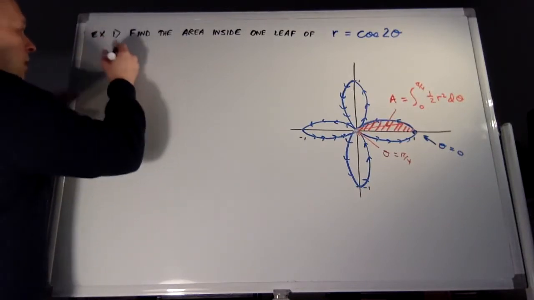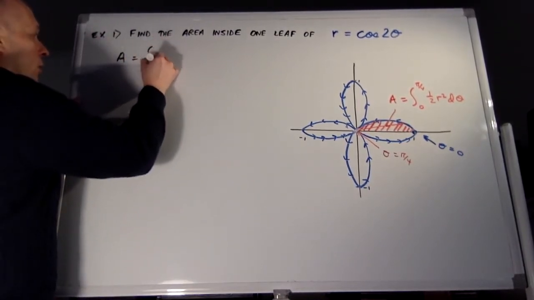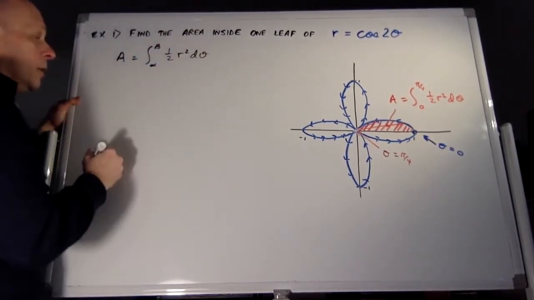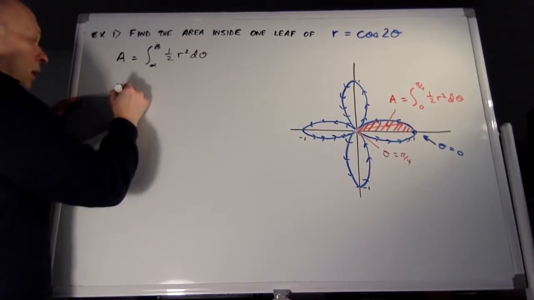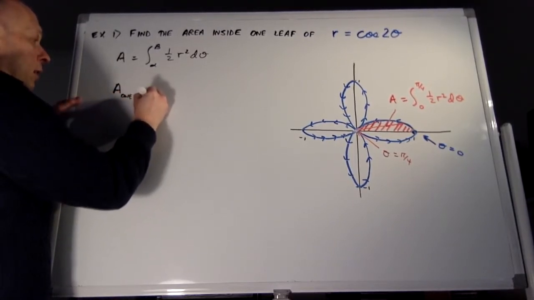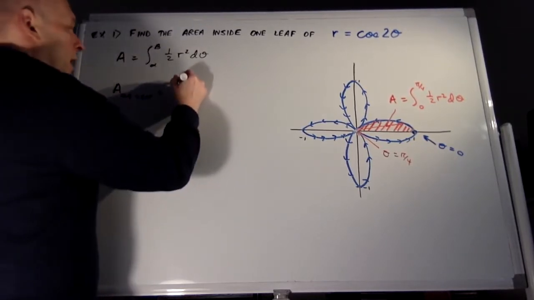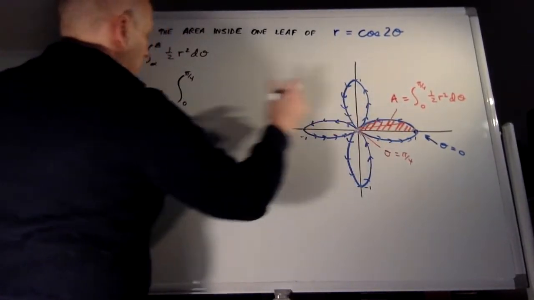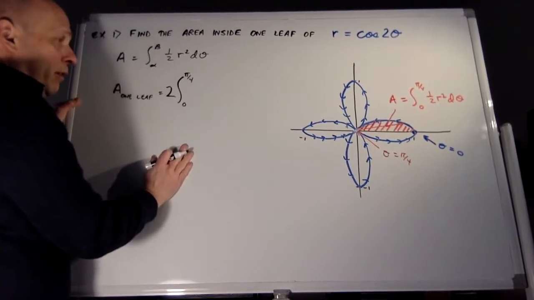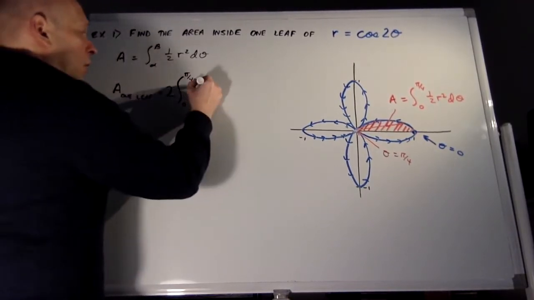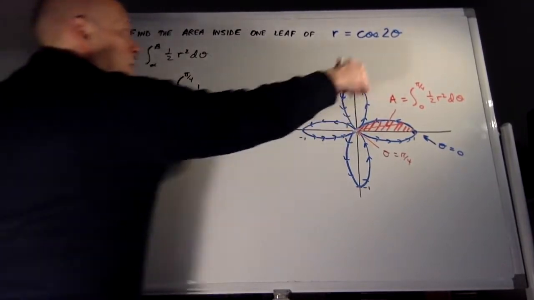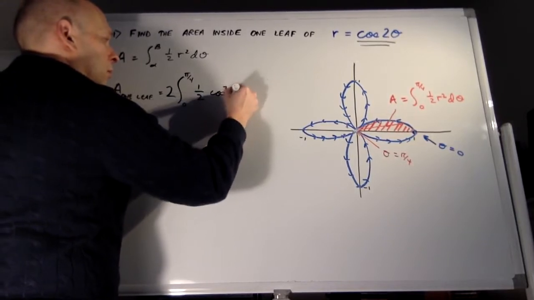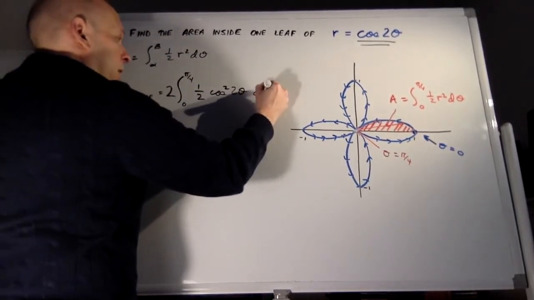So let's create our expression here. First of all, it is the integral from alpha to beta of 1/2 r squared d theta. So that's the formula that we're going to use. In our case, the area of 1 leaf, that's what we're finding here, will be equal to the integral from 0 to pi over 4, but that'll just give us half a leaf, so we're going to double that. So we'll say 2 times the integral from 0 to pi over 4 of 1/2 r squared d theta. Well, r is cosine 2 theta, so there's my r squared, and then d theta. So that's how we set this one up.